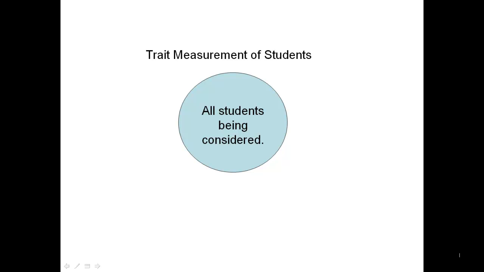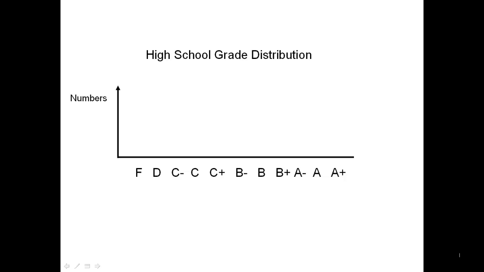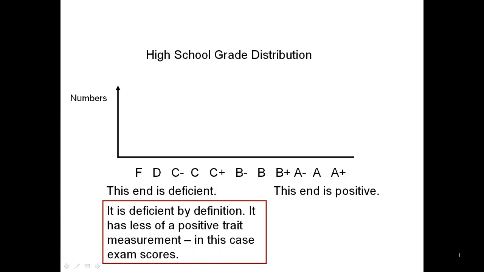This circle represents the whole group. Now let's take a common trait measurement like their exam scores and put some letter grades to them. This is a typical example of a trait scale. You have the good marks on the one end and then less and less of the good marks as you go to the left. The left end is deficient. It is deficient by definition. It has less of a positive trait measurement, in this case exam scores. On the right, the A plus might represent 90%. Then you take some away and you get an A, which might be 85%. Then you take some more away and you get an A minus, and so forth down to the lowest grade.